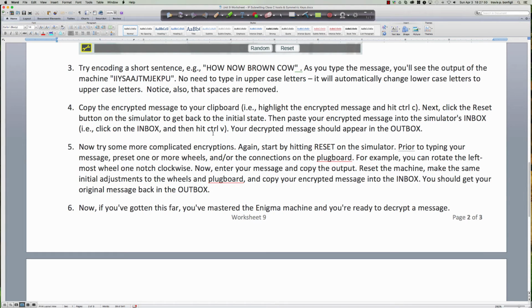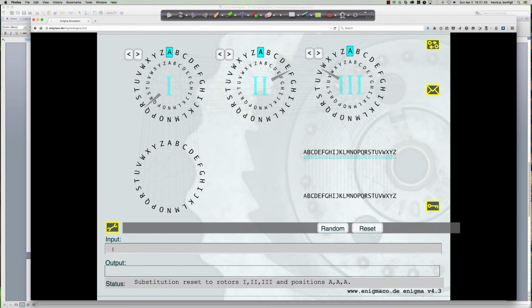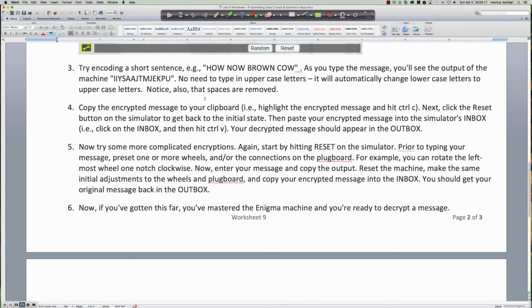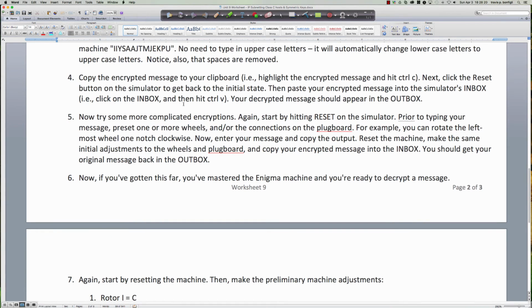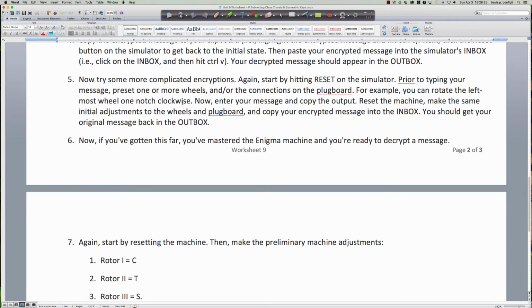Okay, next we're going to hit the reset button in the initial state. We're going to put in the input, which is our message, or I should say the encrypted text. And here is the output. And again, we're using A and O on the dials here. So these are sort of the keys, A and O. It shows that the same message that we encrypted is the same message that we decrypt.